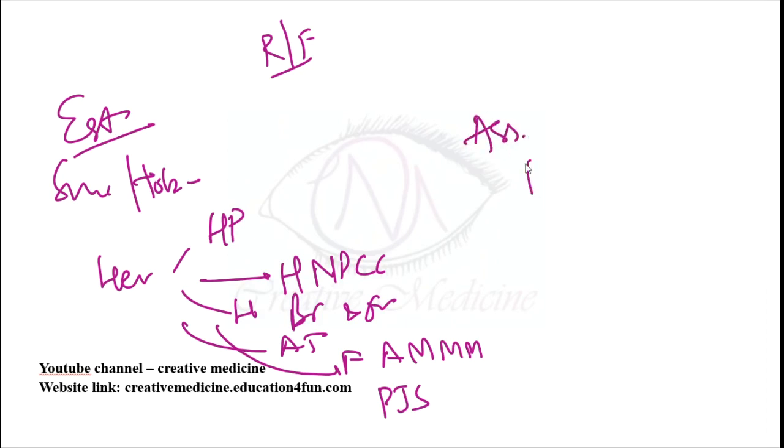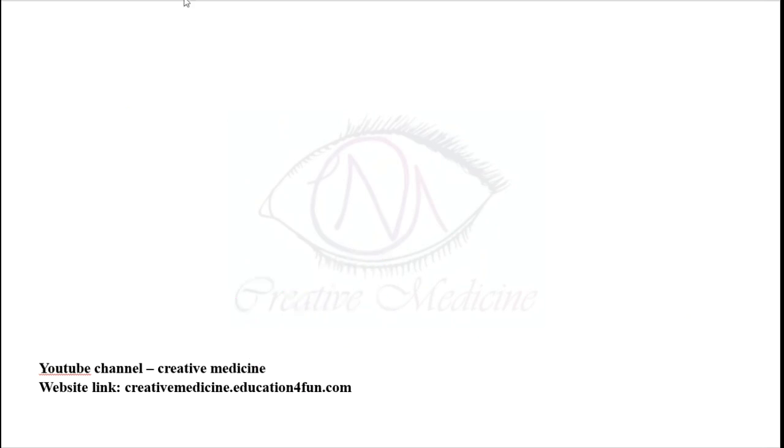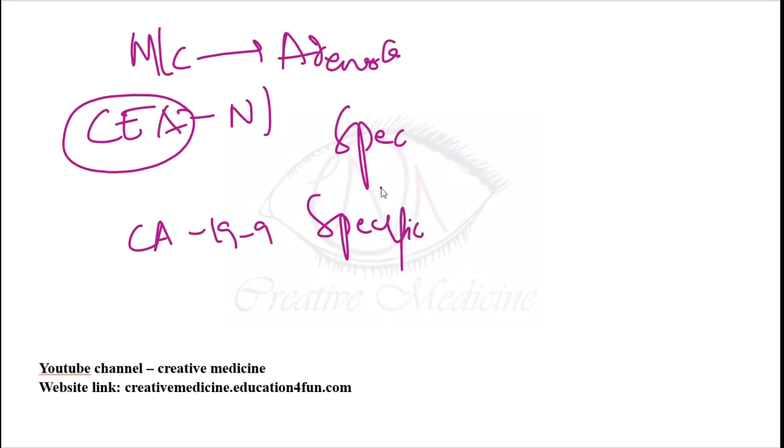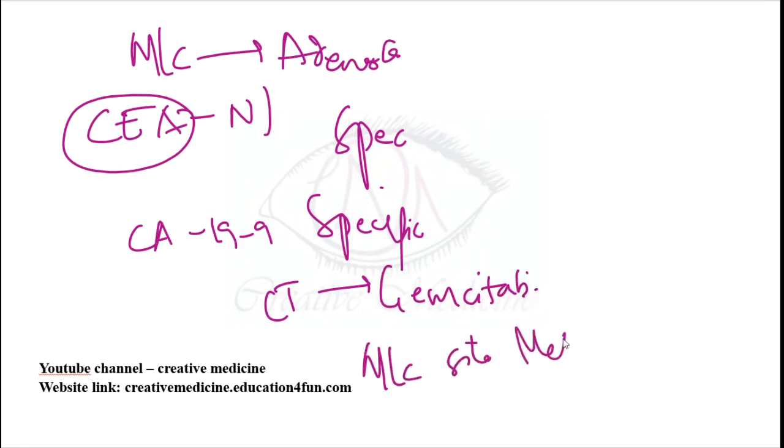Then you have associations: diabetes mellitus, obesity, and chronic pancreatitis are associated with carcinoma pancreas. The most common type of carcinoma pancreas is adenocarcinoma. CEA is a non-specific marker, but the specific marker is CA19-9, the specific marker for adenocarcinoma of the pancreas. The chemotherapeutic regimen given is gemcitabine, and the most common site of metastasis is the liver.